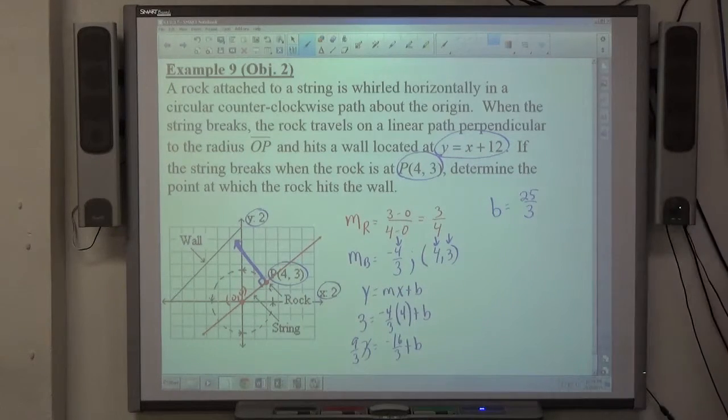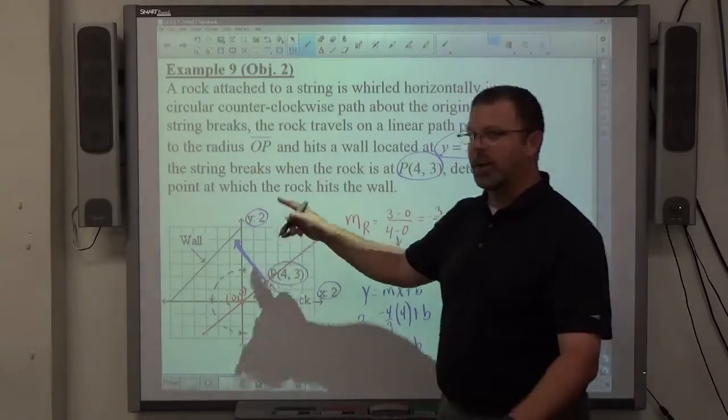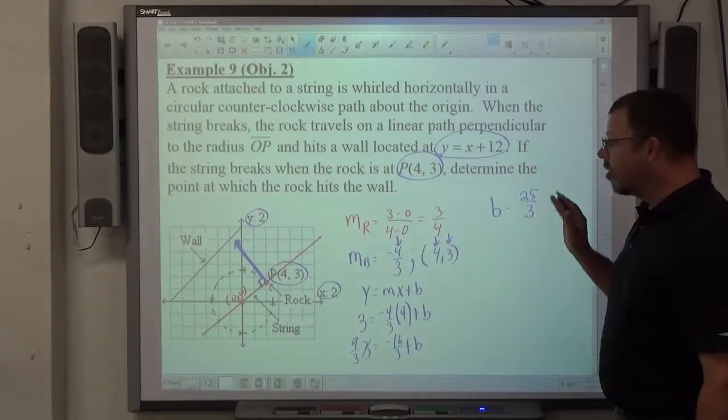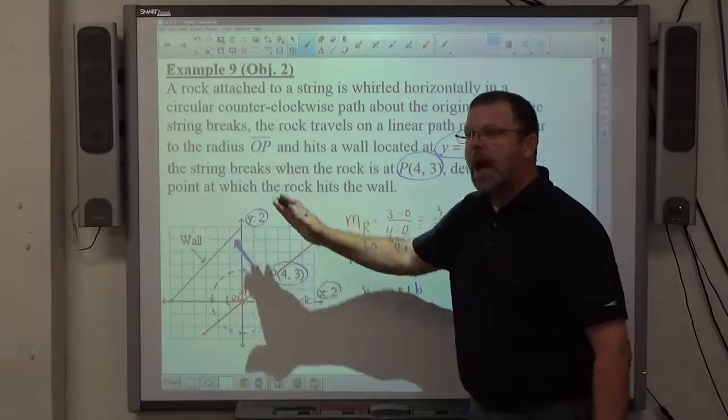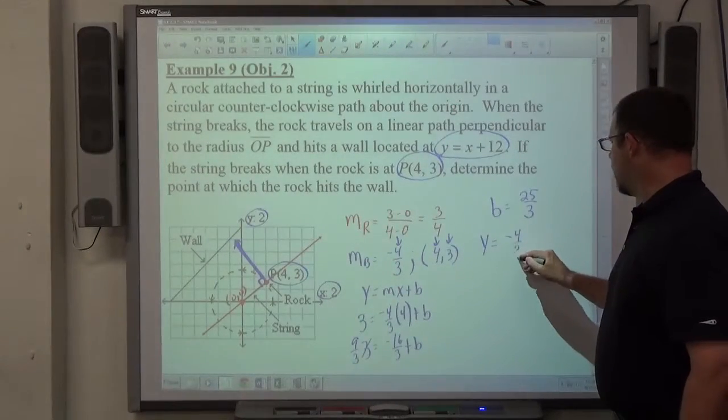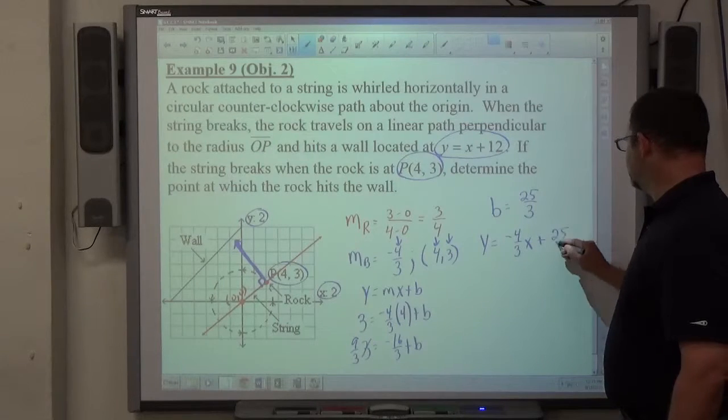Just a little bit bigger than 8. 25 thirds is 8 1/3. So again, it looks like 8, but it's actually 8 1/3. So again, don't go by looks, go by the algebra to get that. So the equation of the rock's path, the blue line, is going to be y equals negative 4 thirds x plus 25 thirds.